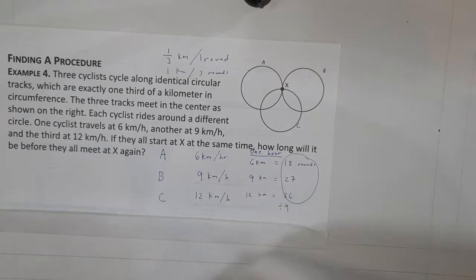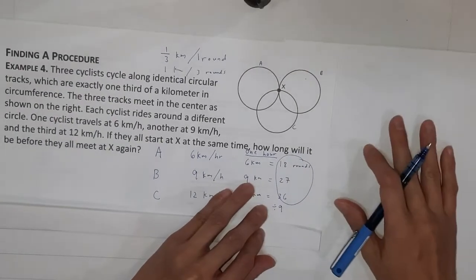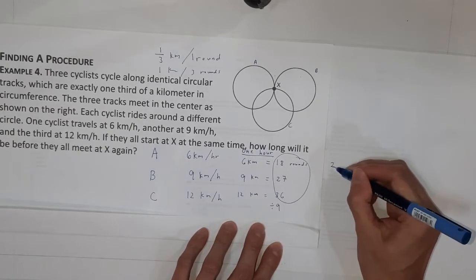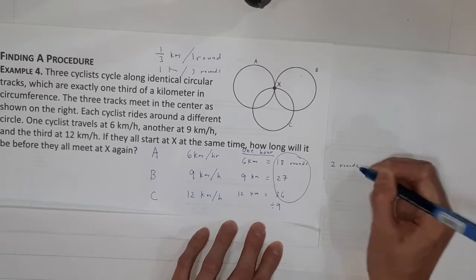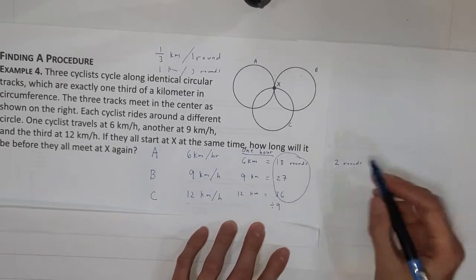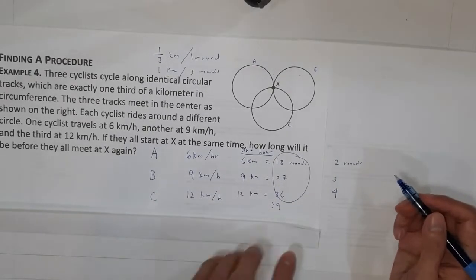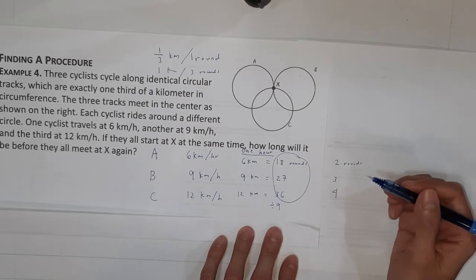We get divide by 9, so it becomes 2 rounds. Divide by 9 is 3. And divide by 9 is 4. Ano ang ibig sabihin nung pag-divide natin by 9?